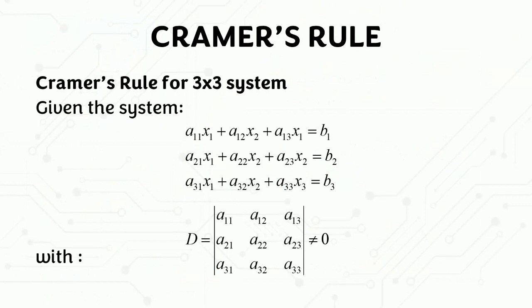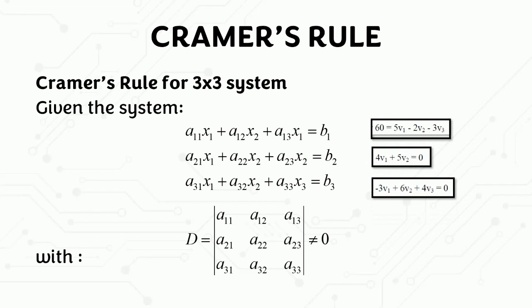Okay, I'm going to touch a bit on Cramer's rule. For Cramer's rule, we have what we call a linear equation. This linear system has 3 equations. Obviously from our circuit, we have equation 1, equation 2, and this is equation 3.